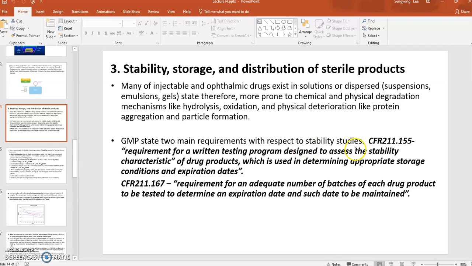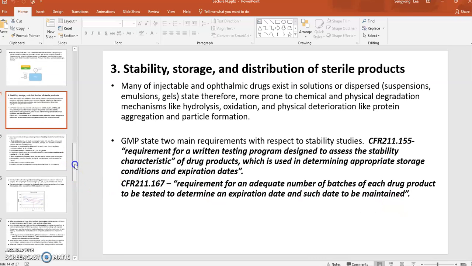Okay, so GMP states 2 main requirements with respect to stability testing. According to CFR 211.166, there is a requirement for a written testing program designed to assess the stability characteristics of drug products, which is used in determining appropriate storage conditions and expiration dates. The next one is CFR 211.137, which requires an adequate number of batches of each drug product to be tested to determine an expiration date, and such date to be maintained.